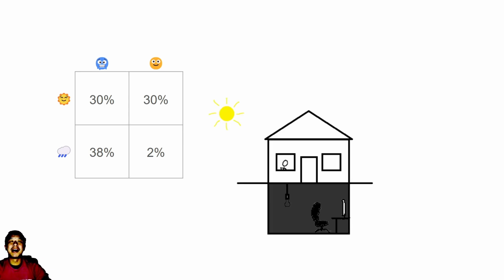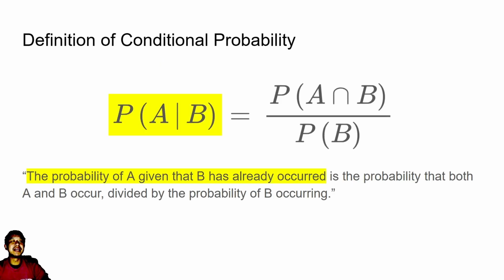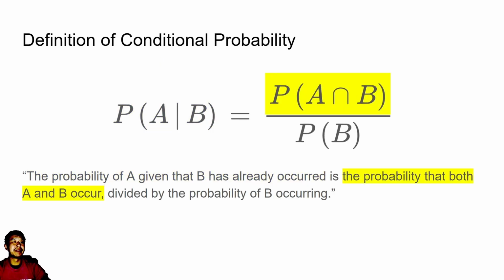And now we know some possibilities can be eliminated, specifically any where it's not sunny. And now our universe of possibilities is just this sunny row up top. Now, the probability that it's cold is the probability of this box where it's both sunny and cold, divided by the total probability of the sunny row, which brings us to the definition of a conditional probability. The probability of A, given that B has already occurred, is the probability that both A and B occur, divided by the probability of B occurring.